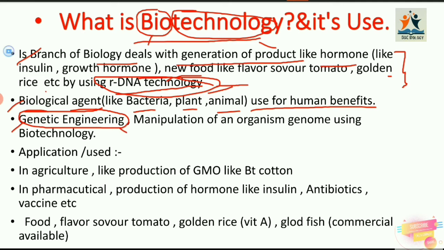Now what is genetic engineering? It is the manipulation of an organism's genome. Here we either add a gene or remove an unwanted gene. That is a manipulation; we make modifications or changes in the organism's genome. Here we do not take a gene of one organism and join it with a gene of another organism. No, we do not do that in genetic engineering. We can use biotechnology for that.